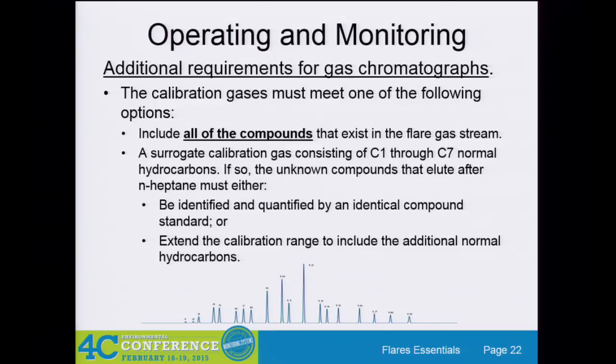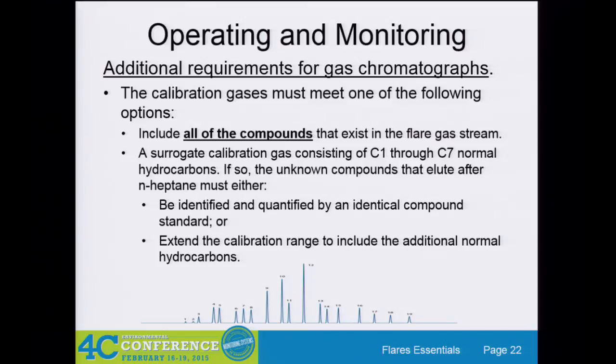A lot of times at some of your chemical facilities, you're dealing with certain chemicals, so it's not as bad. But this is for the refinery sector, and they have everything coming down their pipes. Also, if you use a surrogate calibration gas, you have to go C1 through C7 of normal hydrocarbons.